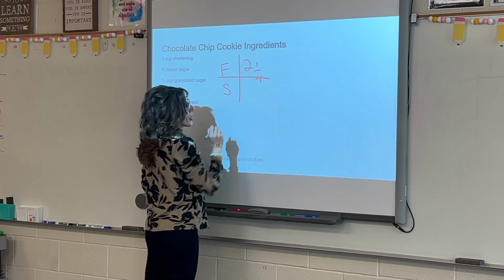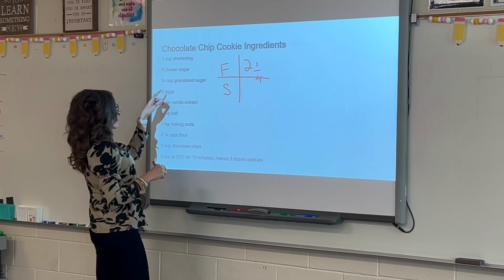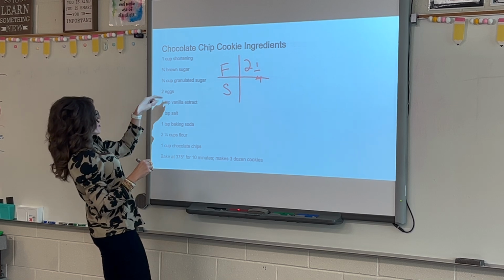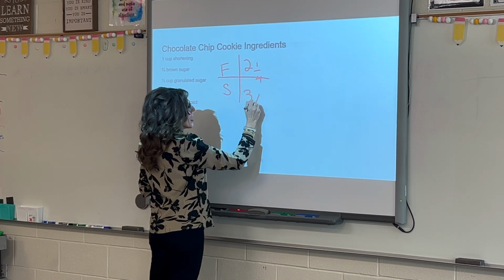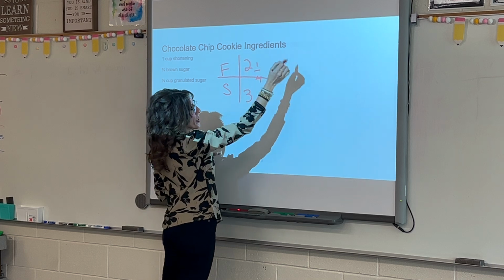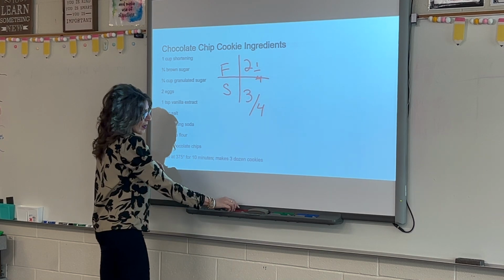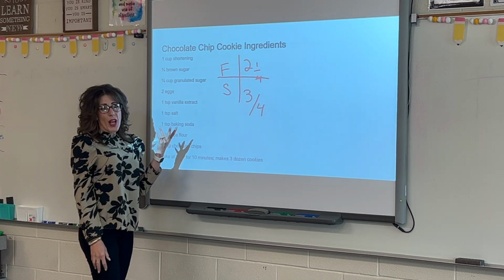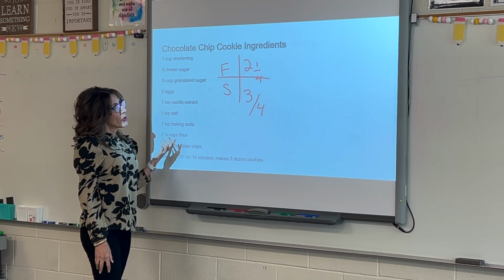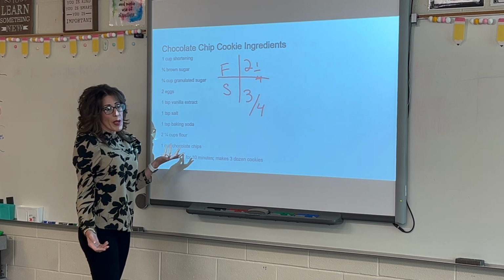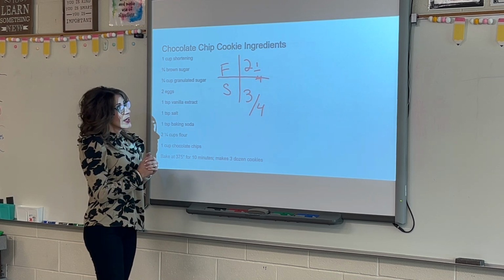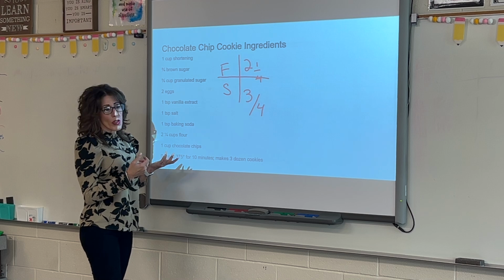Oh, my pen's not working anymore. And my sugar is 3/4. I could multiply that by 2, multiply it by 3, multiply it by 4, and so on. So we can do a ratio table. There are lots of different ways that we can double, triple, or quadruple our recipe. We also can make this for even a larger group of people.